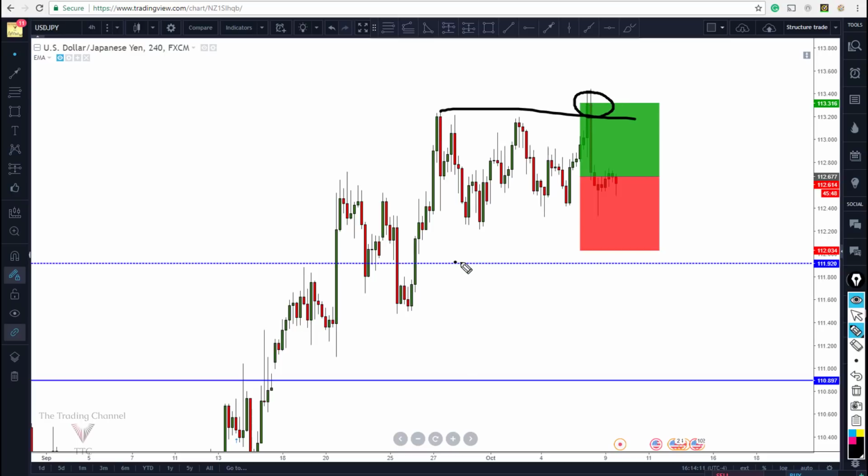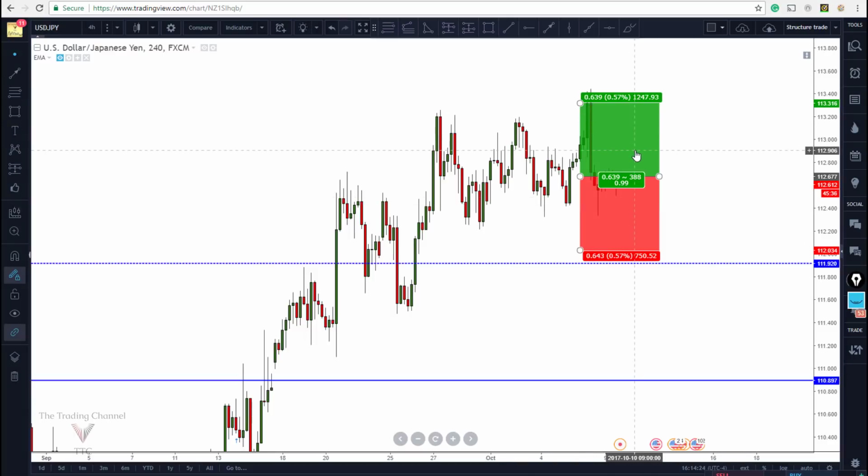And although we wanted to see a pullback all the way into this 111.92 area, we ended up getting an EAP entry closer to this area right here, which is how we took advantage of that trade and ended up banking in around 64 pips on the first part of that position before being stopped out on the second part of that position for break even.